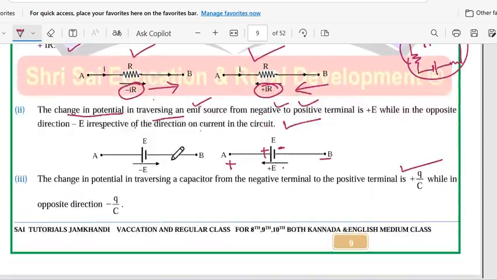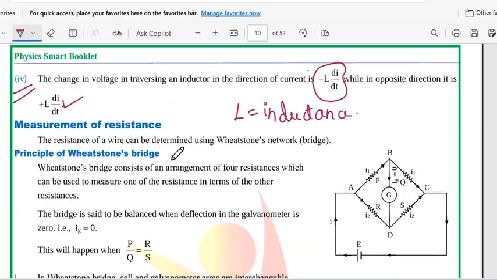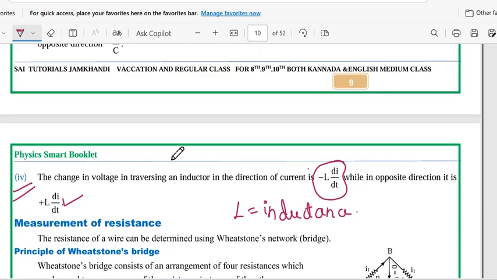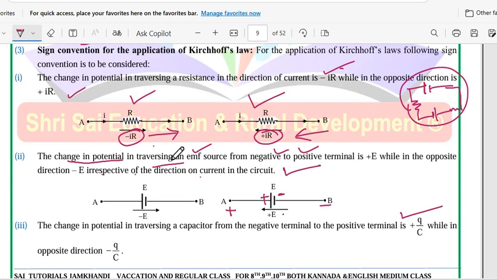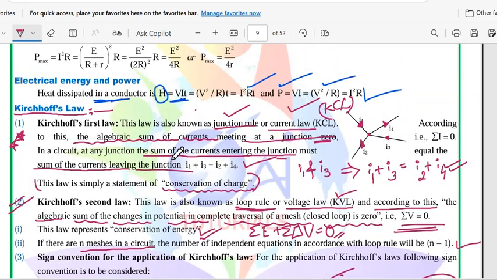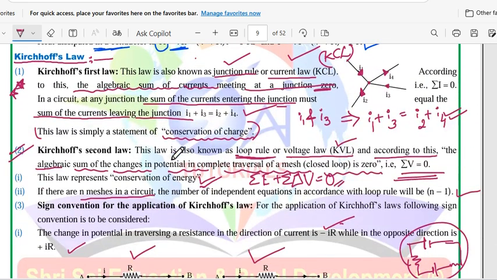Please note down whatever I have said in the class. This will help you in one way or the other. Please make short notes, understand the things quickly, and note them down in your own words, and it will help you in the examination.